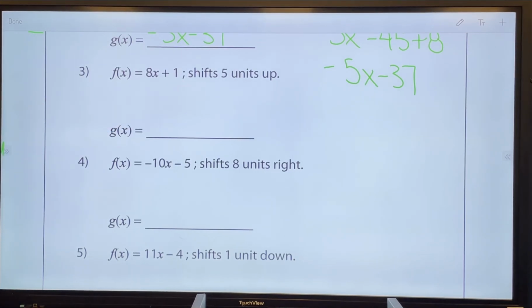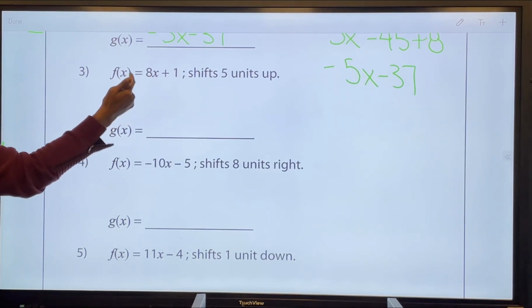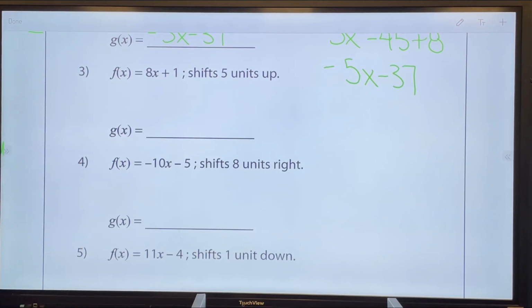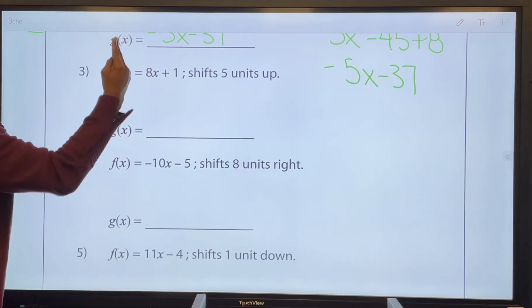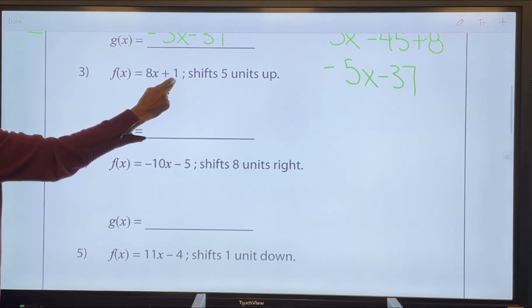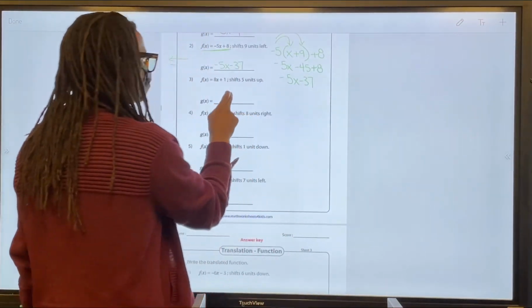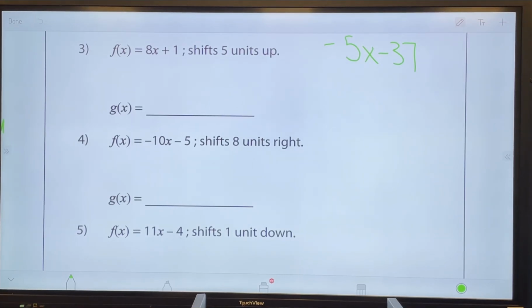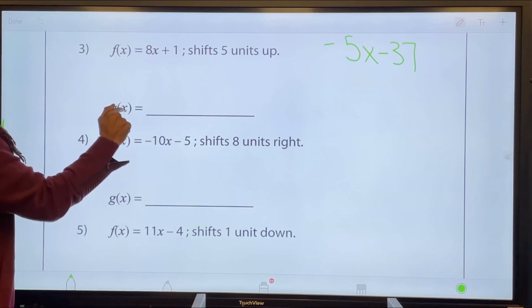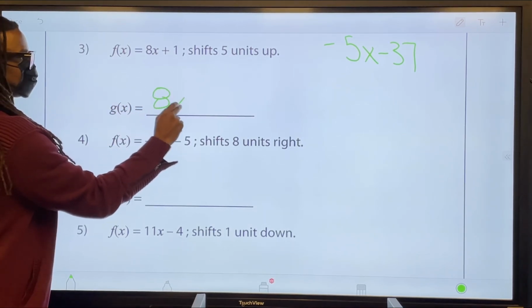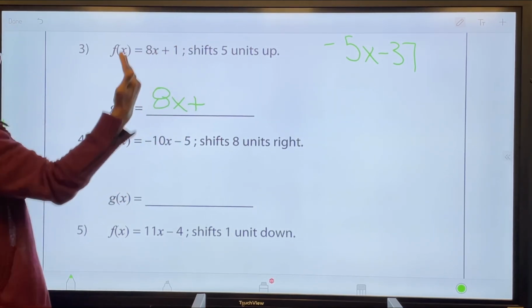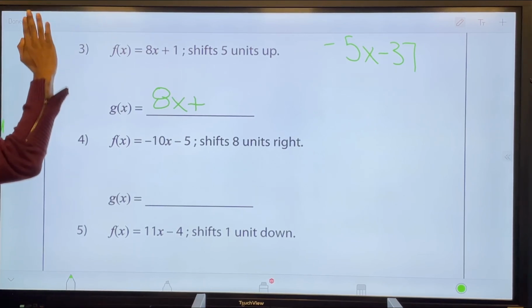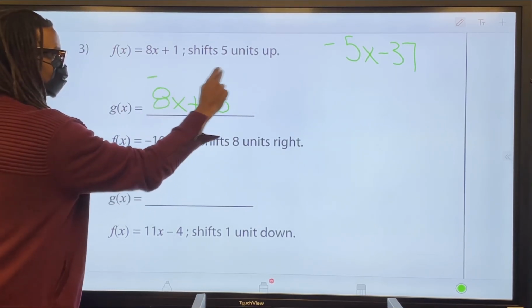Now they're telling me to shift up. What is that going to affect? The x or outside of the parentheses? If they're telling me to go up, it's outside, so you're dealing with the 1. You're just going up 5 units. So what's that make? This one's easier. The second line, g of x, should be 8x plus, what's 1? 5 units up from 1. 6. We out of there.